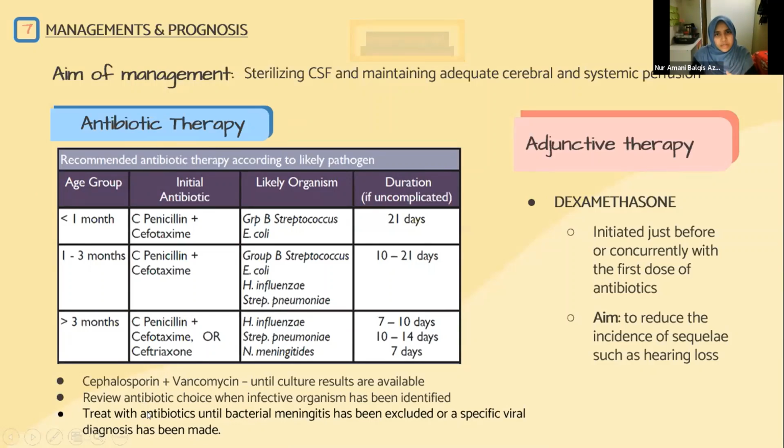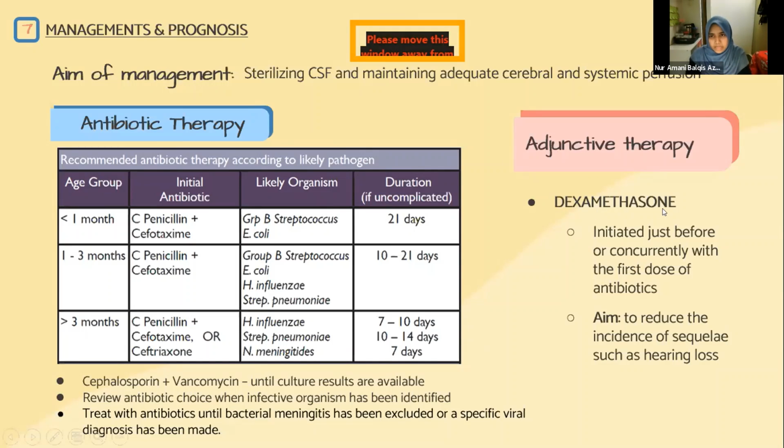Even though we suspect a child with viral encephalitis, we should first treat the child with antibiotic therapy until we get the result of the specific virus. Okay? And then after that, we can also do adjunctive therapy to support the primary treatment.